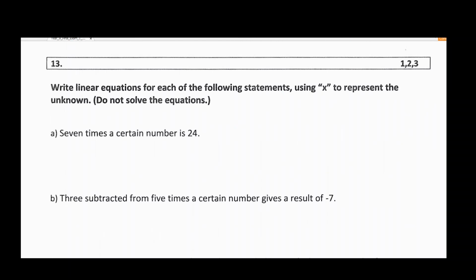Number 13. Write linear equations for the following statements using x to represent the unknown. Do not solve the equation. A, 7 times a certain number is 24. So 7 times a certain number n. You can use any letter really, but I like using n. So 7 times a certain number is equal to 24.